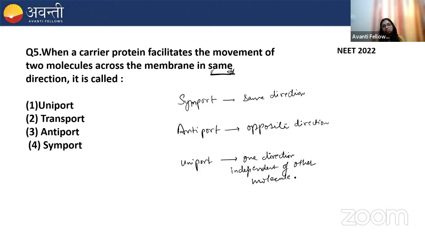So the correct answer for this question is symport. That is fourth. When a carrier protein facilitates the movement of two molecules across the membrane in the same direction, they're asking about the same direction, and same direction is symport. So the correct answer will be fourth, that is symport. Clear to everybody? Chichuni, very good, beta.